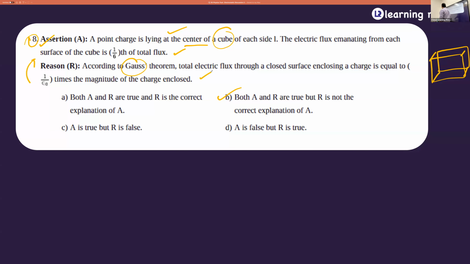But this is where the challenge starts between option A and B. Both are right ones. If either of them is wrong, C and D is happy. A and B is the toughest part. So how will you make the right choice? That's where we need to focus. If you look at the reason, what does the reason speak about? Reason speaks about Gauss law. What does the statement speak about? It speaks about a cube. Nowhere in the reason have they mentioned a cube.